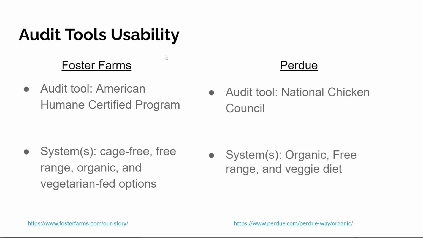Now, audit tools usability: we got Foster Farms, which again uses the American Humane Certified Program. The systems include cage-free, free range, organic, and vegetarian fed options. And then we got Purdue, which uses the audit tool of the National Chicken Council. The systems include organic, free range, and a veggie diet.